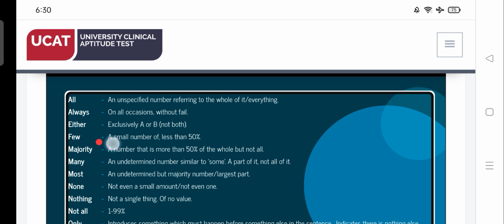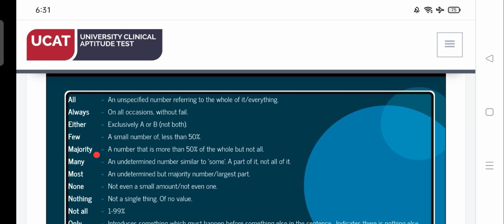Few, a smaller number of less than 50%. Few means a very small amount, a very small number of anything we are talking about. Less than 50% you can say.